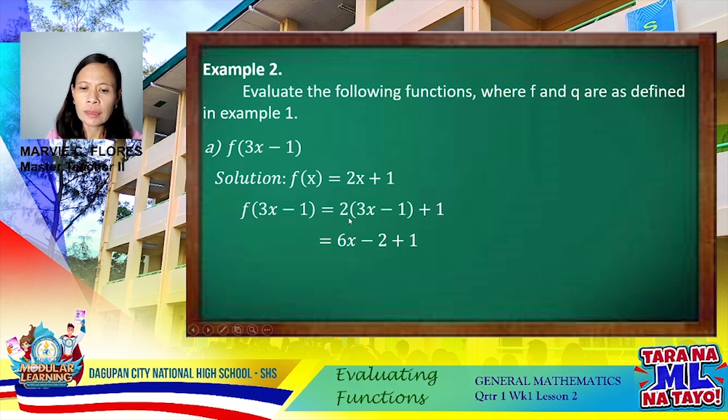Then, 2 times negative 1, that is negative 2. Then, plus 1. Okay, combine like terms. Copy 6x, while negative 2 plus 1, they are unlike signs, so subtract. So, 2 minus 1 is equal to 1. Then, get the sign of the highest number, that is negative, so negative 1. So, the final answer is 6x minus 1.